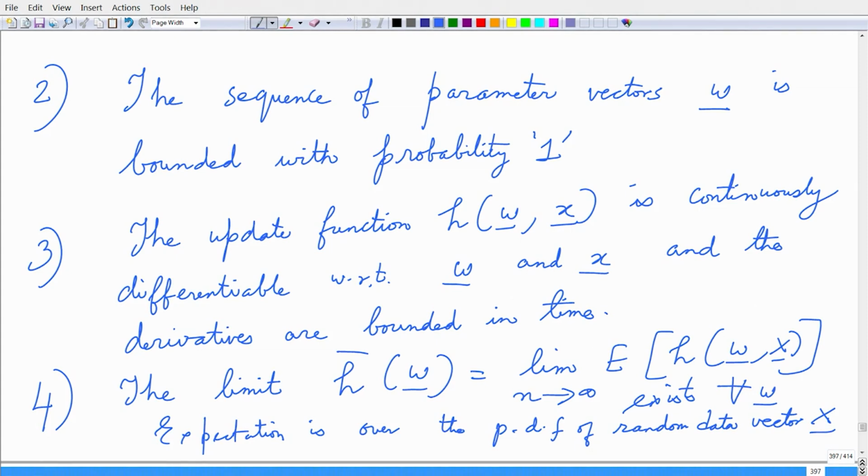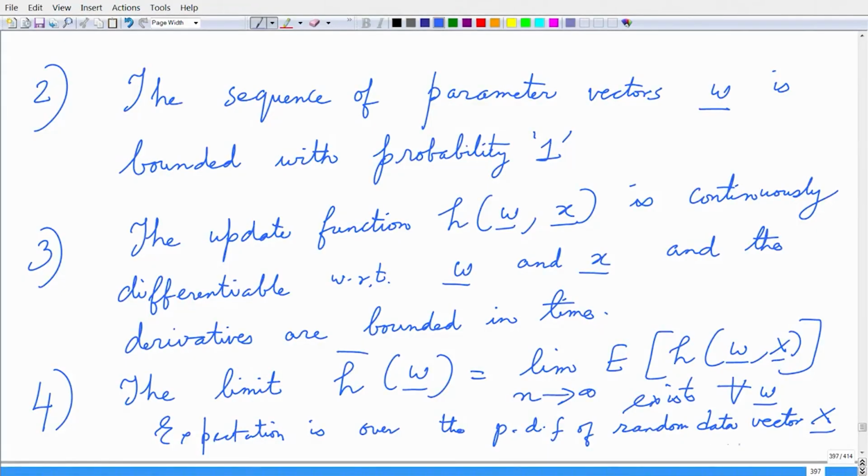The fourth condition is the limit of h of w, which is given by h bar of w, which is the limit as n goes to infinity of the expectation of this function h, which is a function of w and x, exists for all weight vectors w, and the expectation is carried over the PDF of the random vector x, right, because in neural networks we are given these data vectors x, and when we have to take any statistics, it is over the statistics of the input data, right, and that is what this means.